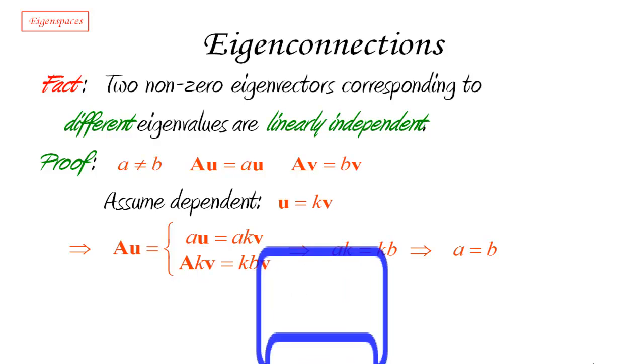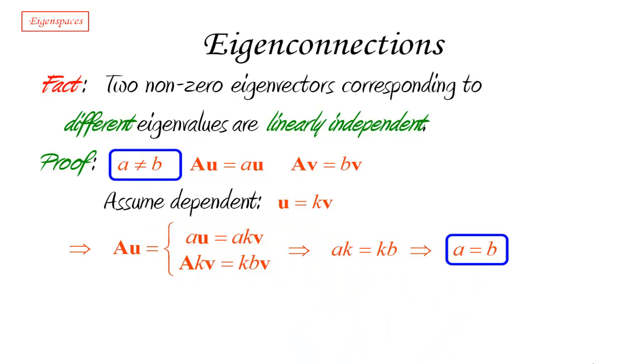Well, let's see where we've gotten here. We've started by assuming that a and b were not the same, and we have ended up concluding that a and b are the same. Something's got to give. What's the only other thing that we assumed? Dependence. Therefore, those two cannot be dependent, they have to be independent. Otherwise, we would have a contradiction.